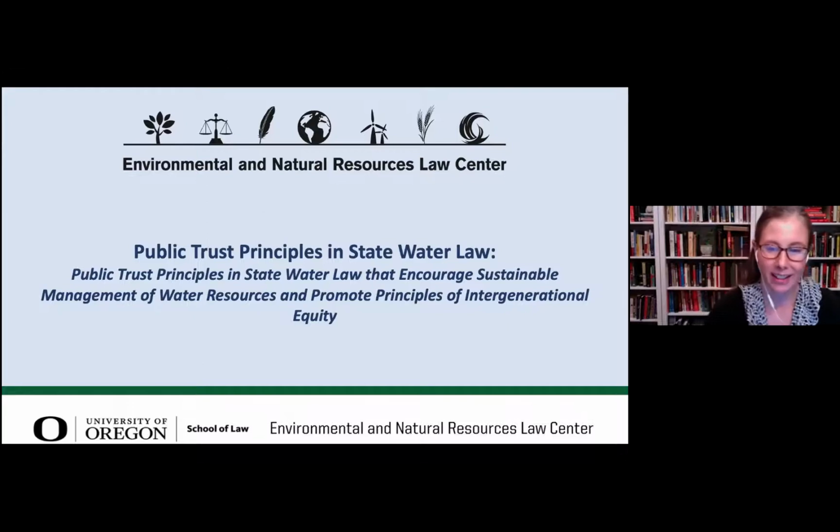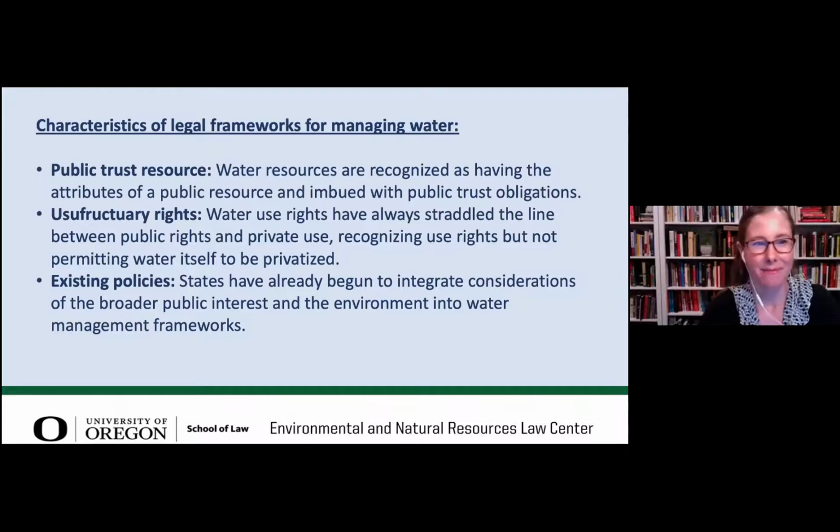While the project hopes to more broadly inform revisioning of a wide array of natural resource management frameworks, water codes were selected as an initial research focus for several reasons. These reasons are listed here. One is that water has always been understood to be imbued with a public trust obligation, having the attributes of a public resource.